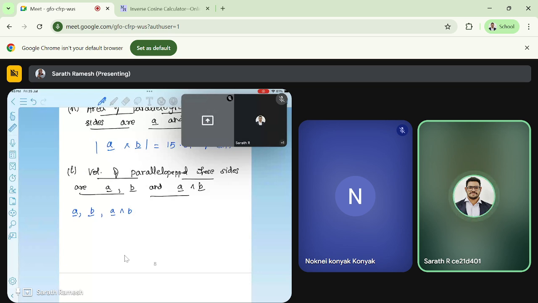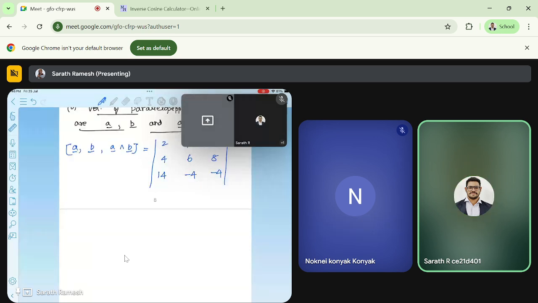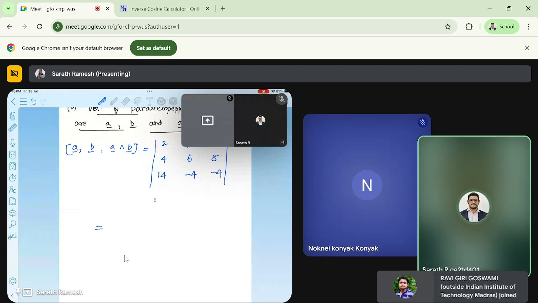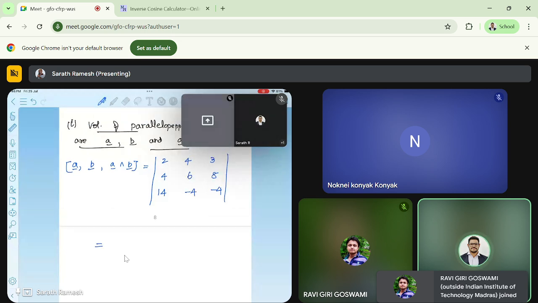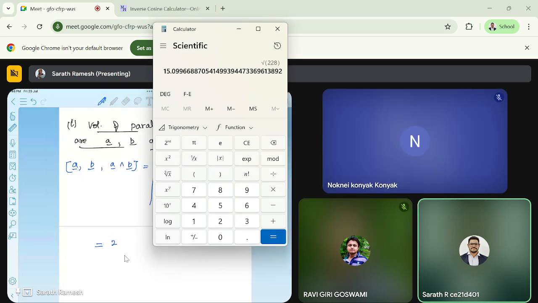14, minus 4 and minus 4. Okay, so solving this determinant will give us the box product, the volume of the parallelepiped. It's very easy. Let's do 2 times 6 4s are minus 24, minus 24 plus 32 minus 4 times minus 16, minus 16, 18, 14, 8, 112.